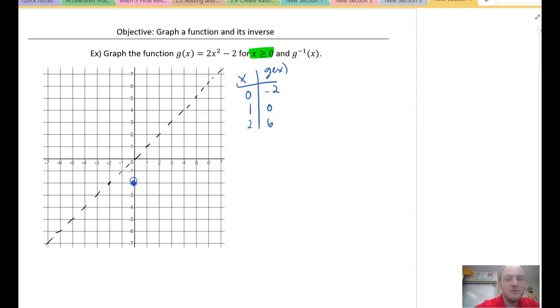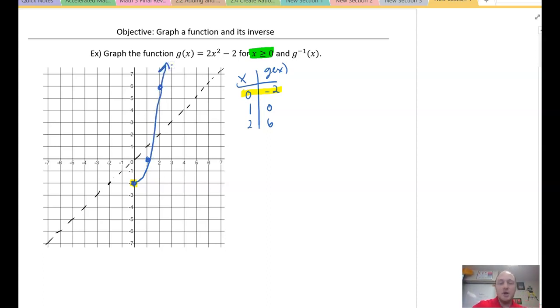So here's my first point: (1, 0), and (2, 6). It's also important to note your very first point that you plugged in, (0, -2). So right here is our starting point. I'm going to graph this, and it looks like this.